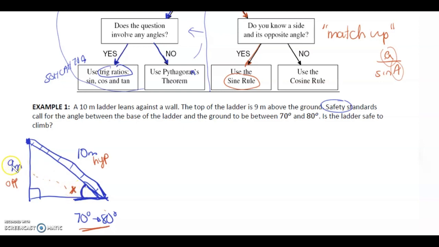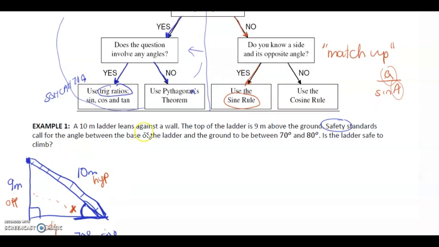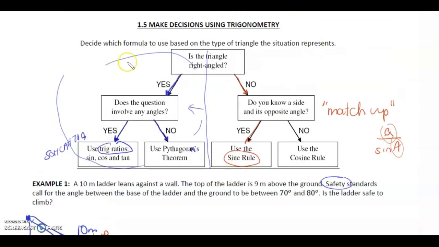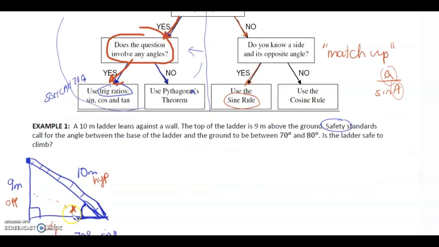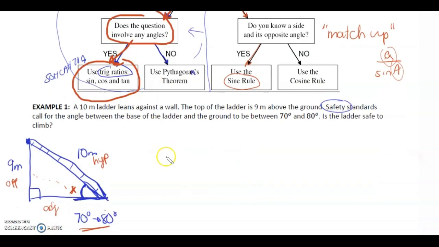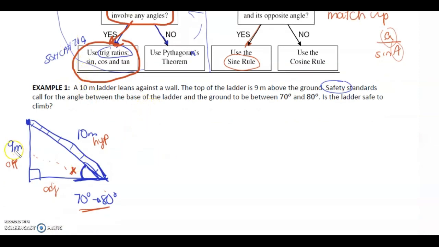So I went ahead and labeled the opposite. We can label the adjacent, even though we don't know that side length. And I labeled the hypotenuse. So we can go down this flow chart. Is the triangle right angled? Yes, it is. Does it involve angles? Yes, it does. We have to find the angle. So use trig ratios. Opposite, adjacent, and hypotenuse, but the trig ratios involve SOHCAHTOA.